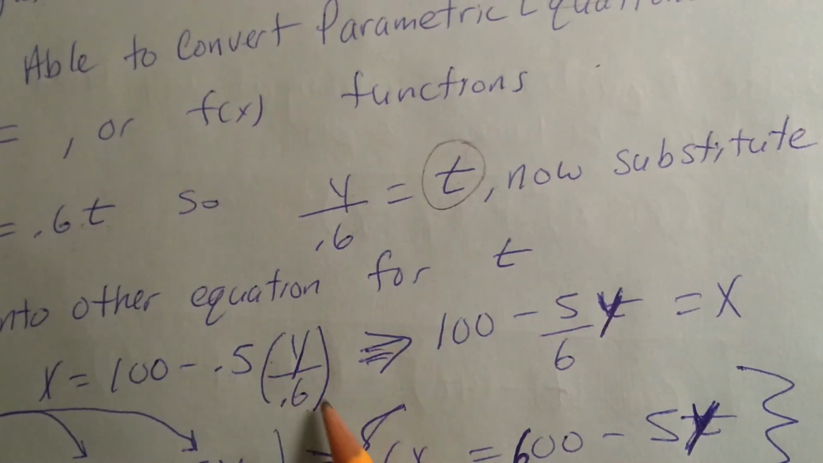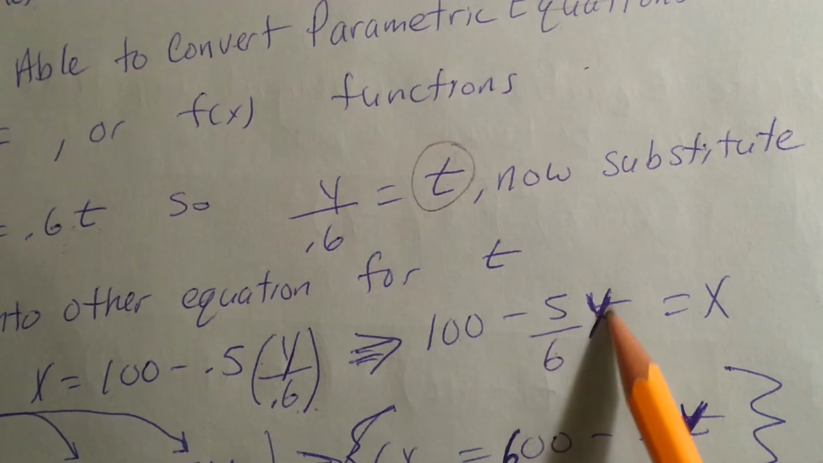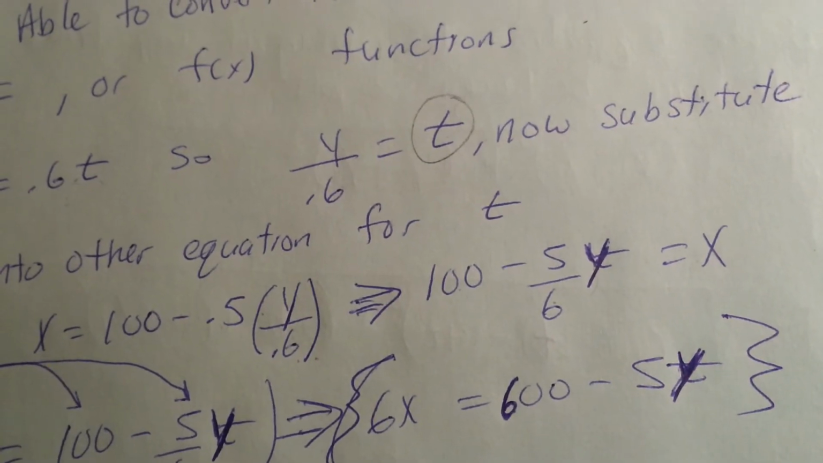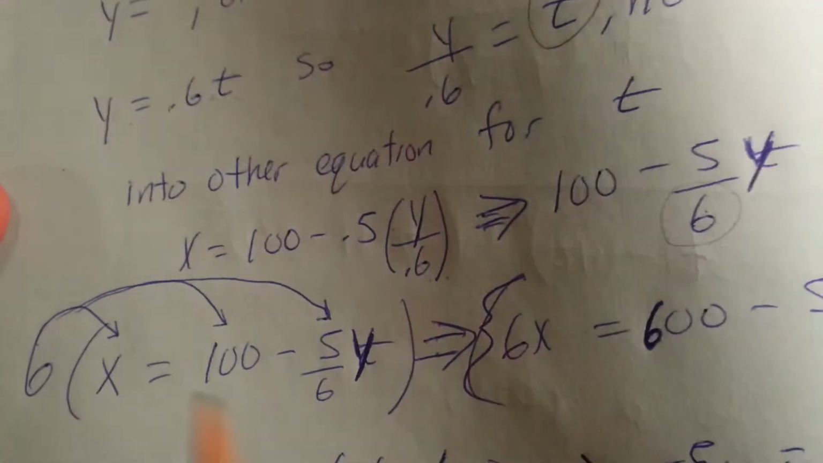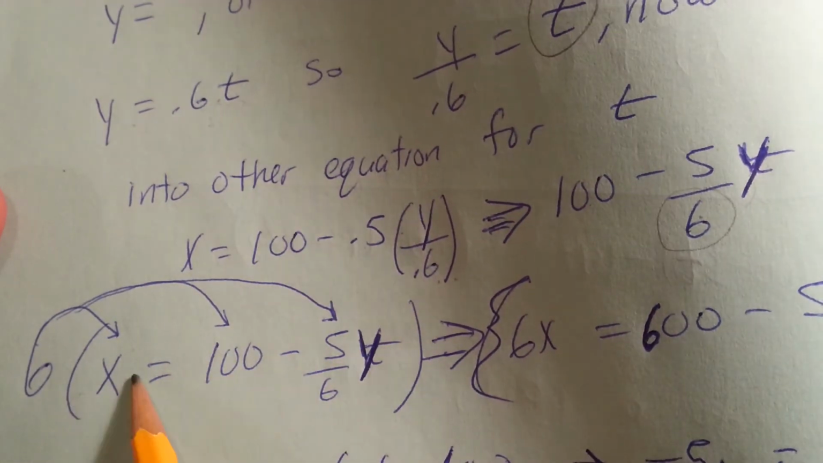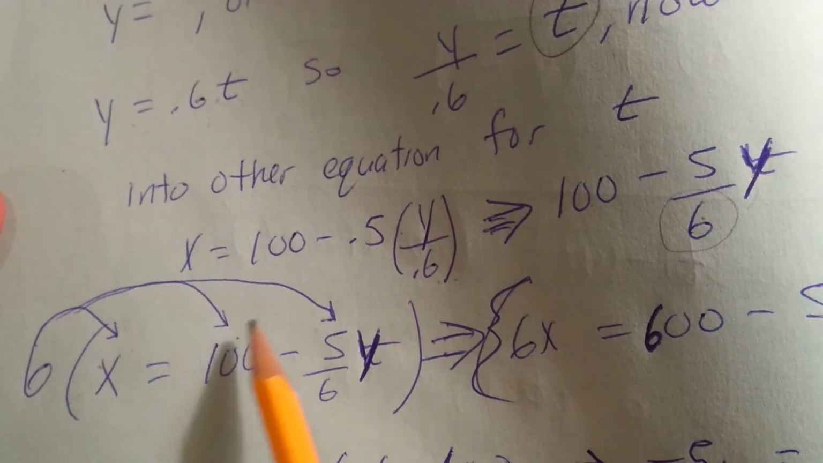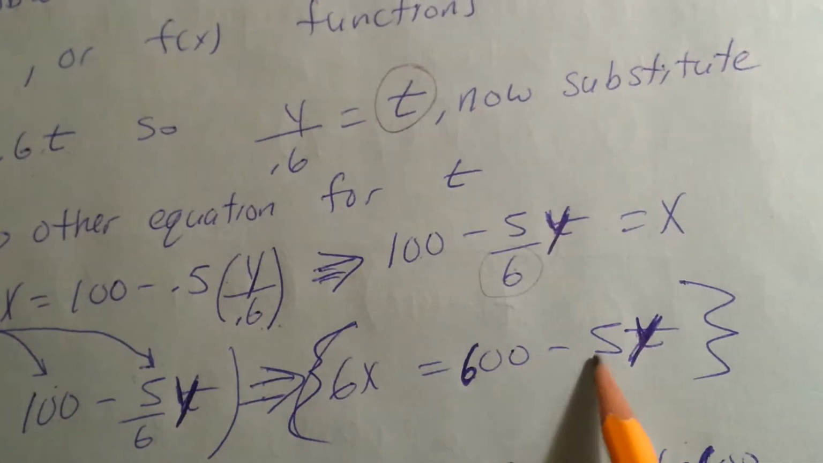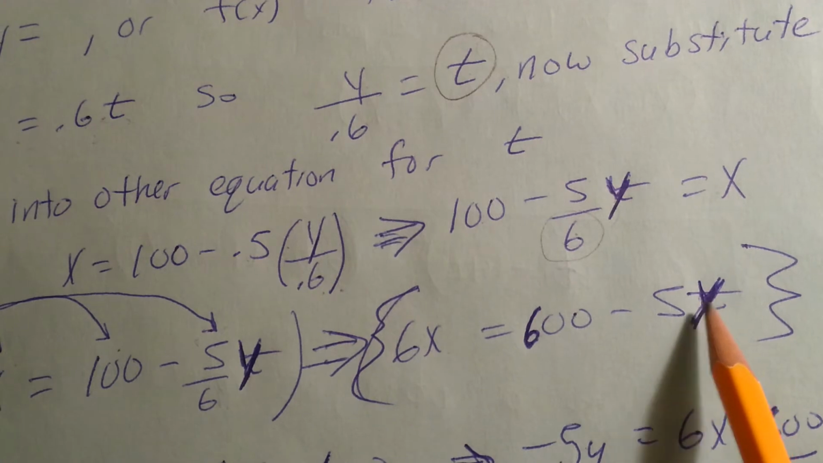Notice this ratio 0.5 over 0.6 is the same as 5 over 6. So I have basically x equals 100 minus 5/6 y. Okay, that's what x equals, and now I want to solve for y. Notice, I don't like this denominator. We're going to multiply this entire equation by 6, left and right side, the whole equation. 6x, 600, and then 6 times 5/6. The 6's cancel out. I end up with 6x equals 600 minus 5y.